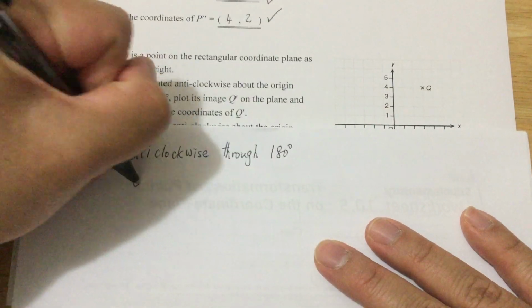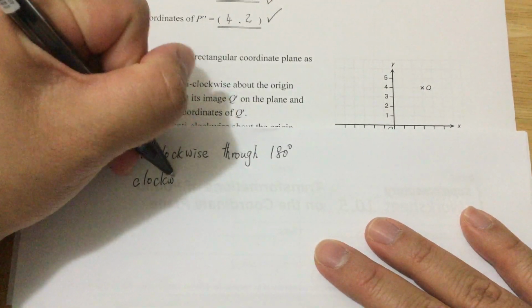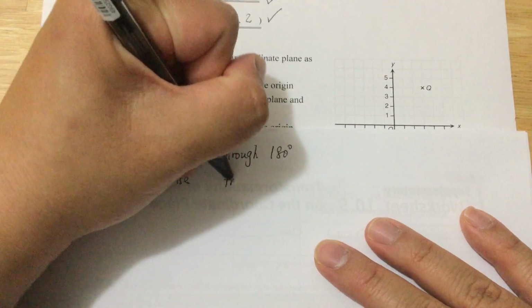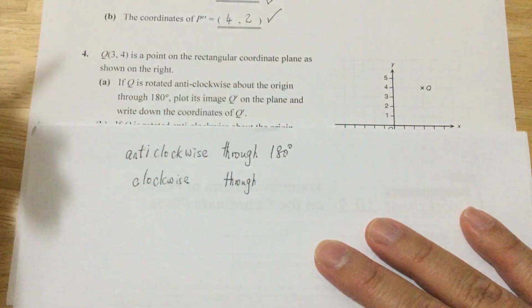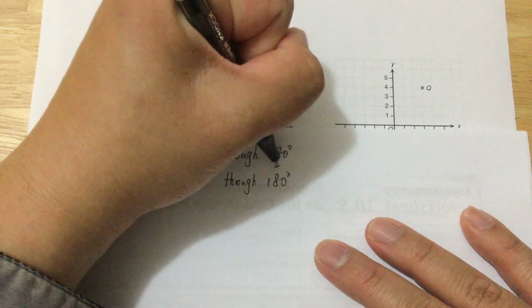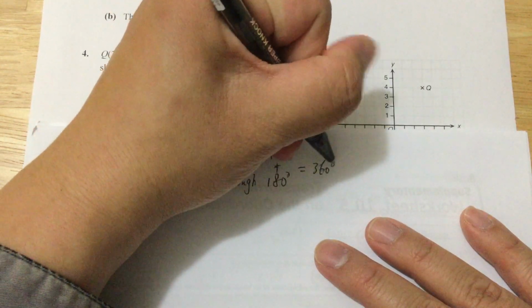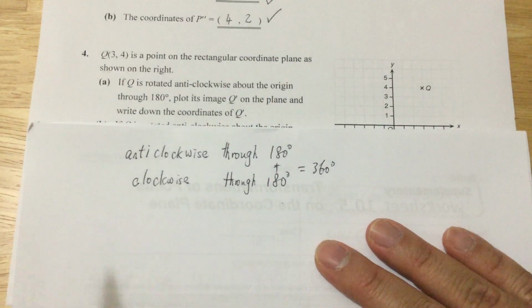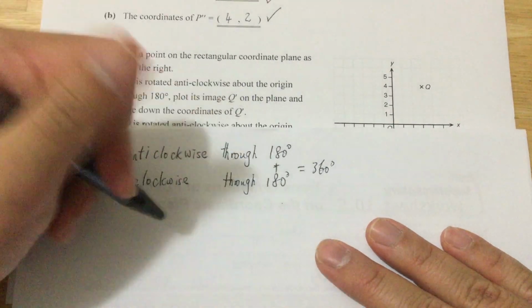That means it is clockwise through 180 degrees once again, because we know that if they two add together, we got 360 degrees. So this is clockwise through 180 degrees. So this time we have Q(3, 4).